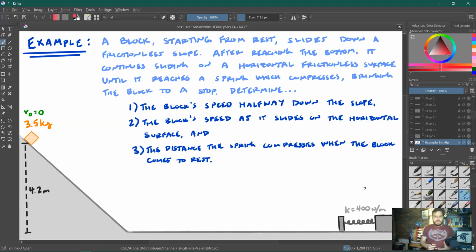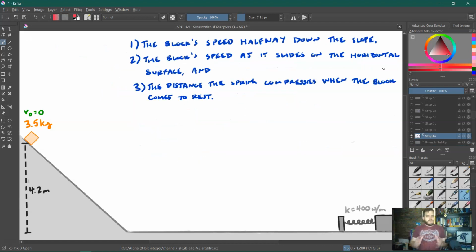And we want to determine a few different quantitative factors. One, what is the block's speed when it is halfway down the slope? Two, what is the block's speed as it slides along this horizontal surface? And three, what is the distance that the spring will compress when the block comes to a full stop? Once again, as I said earlier, the mathematics here aren't going to be that hard. What's really going to take most of our time is analyzing every moment in the scenario and figuring out how to really set up the problem.